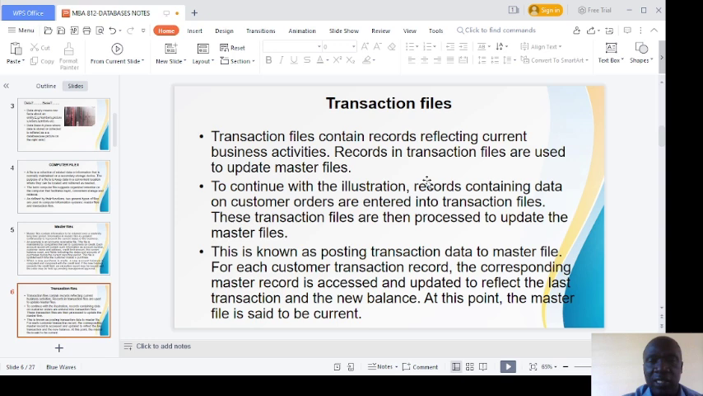When you move to second semester, it will be put on a transaction file, but eventually you'll have your transcript at the end of the year on a permanent master file. Transferring transaction data to the master file is known as posting. So when you post, that means you transfer data from transaction files to the master file.